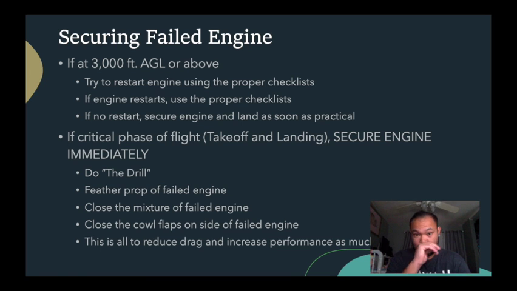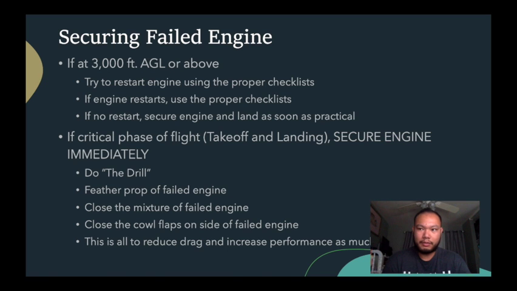Now let's talk about securing the failed engine. There are a couple ways we could do this. If we're really high, a good altitude would be 3,000 feet AGL. We still have time to troubleshoot it. You don't want to immediately feather or secure that engine because, like I said, we still have time to troubleshoot it. So if at 3,000 feet above ground level we have a failed engine, do the procedure, and then also try to start the engine using the checklist.